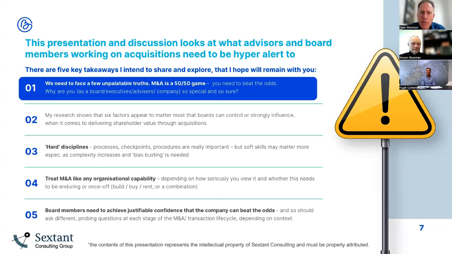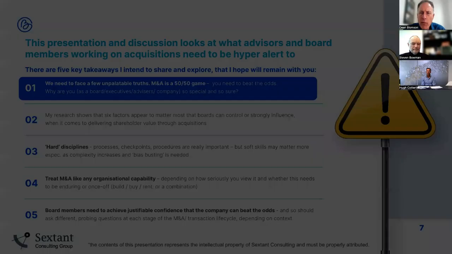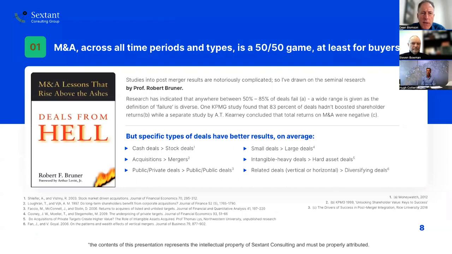The first one is just to remind ourselves that this is a game of beating the odds. And I don't wish to be negative, but we need to remind ourselves continuously. We'll talk about the factors that really matter. We'll talk about hard disciplines and soft skills, and the soft skills are more likely to be the ones that will save you. Lastly, we'll talk about this as a real organizational capability.